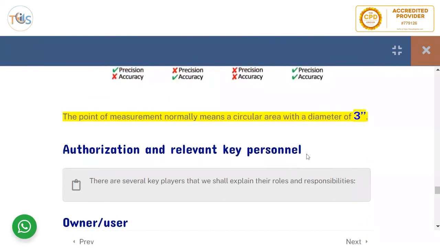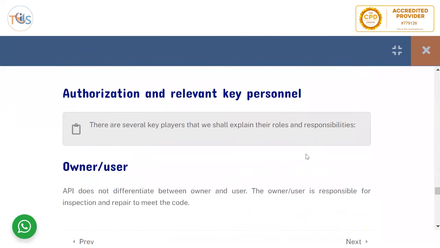Normally the point of measurement on a condition monitoring location, or CML, is a circular area with a diameter of 3 inches maximum, and you can take several measurements. Let's see the key players.